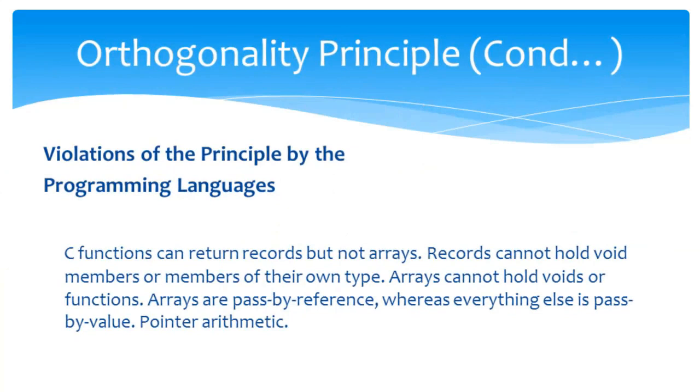Violations of the principle by the programming languages. C functions can return records but not arrays. Records cannot hold void members or members of their own type. Arrays cannot hold voids or functions. Arrays are passed by reference, whereas everything else is passed by value, and pointer arithmetic.